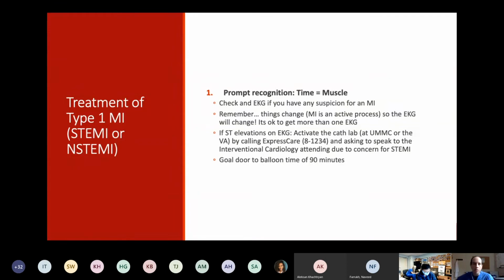It's always better to err on the side of getting an EKG and it being stone cold normal versus you sort of sitting on somebody with chest pain until the next morning, and then you're in a lot of trouble while you missed the person having a STEMI all night.